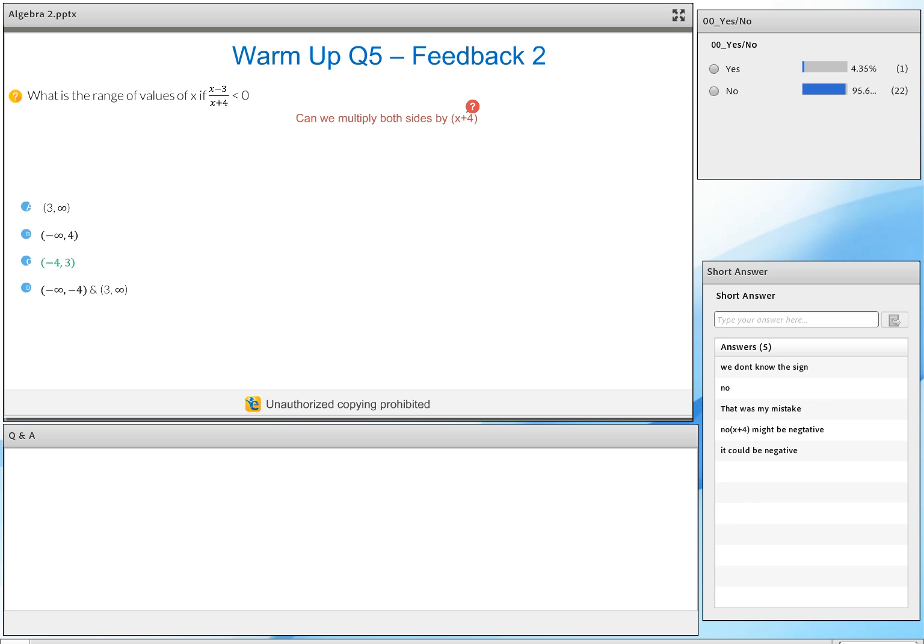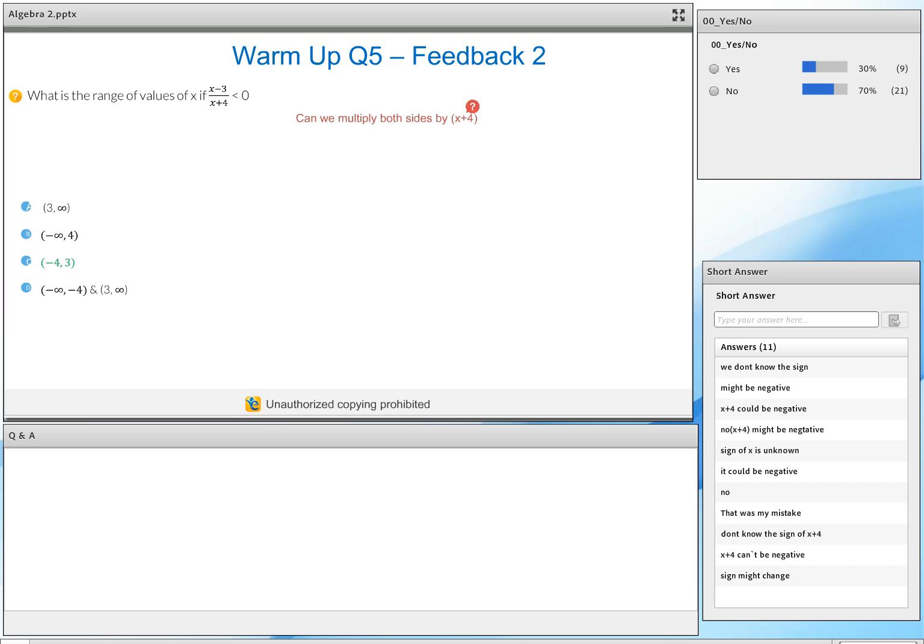Absolutely right, because x plus 4 might be negative. We don't know the sign of it, so we won't know how to handle the sign of the inequality. Absolutely right. How many of you made this mistake? How many of you multiplied both sides by x plus 4 and said, oh, x minus 3 is less than 0, so x should be less than 3? Okay, so my feedback to all of you who are clicking yes is to take that as feedback. Whenever you're dealing with inequalities, you always have to keep in mind the sign.